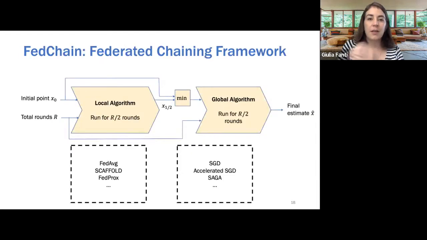So what is FedChain? It's a very simple framework. The idea is basically to take your total rounds R. So we assume that we know ahead of time we're going to run our optimization algorithm for our total rounds. And we're going to split those rounds into two segments. In the first segment, we're going to run a local algorithm. You can choose whichever one you like, FedAvg, scaffold, FedProx.